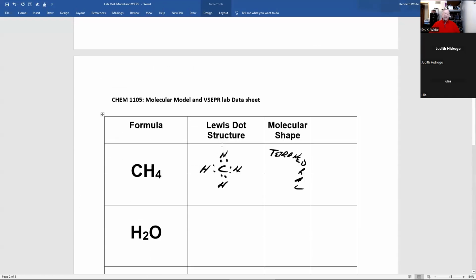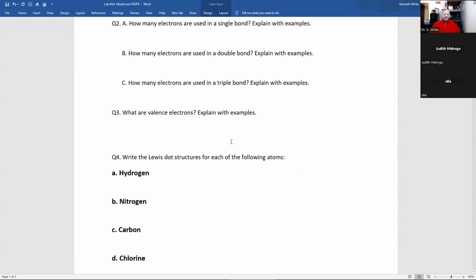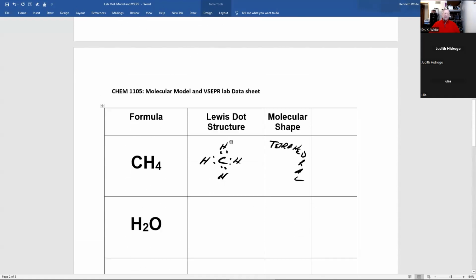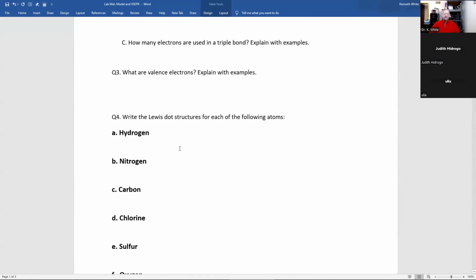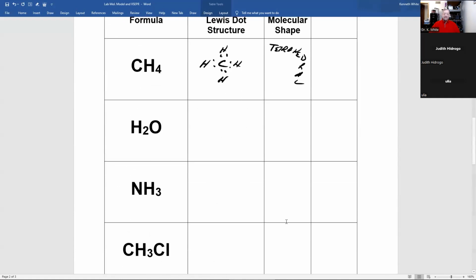And that's the lab we're doing today. Answer all these questions, fill out this table, do the Lewis structure for these elements, and you're done. Any questions?